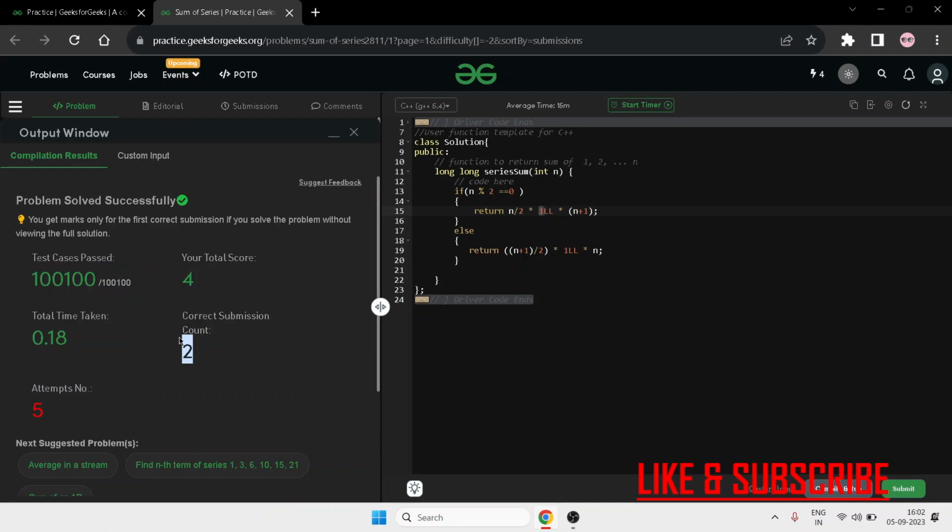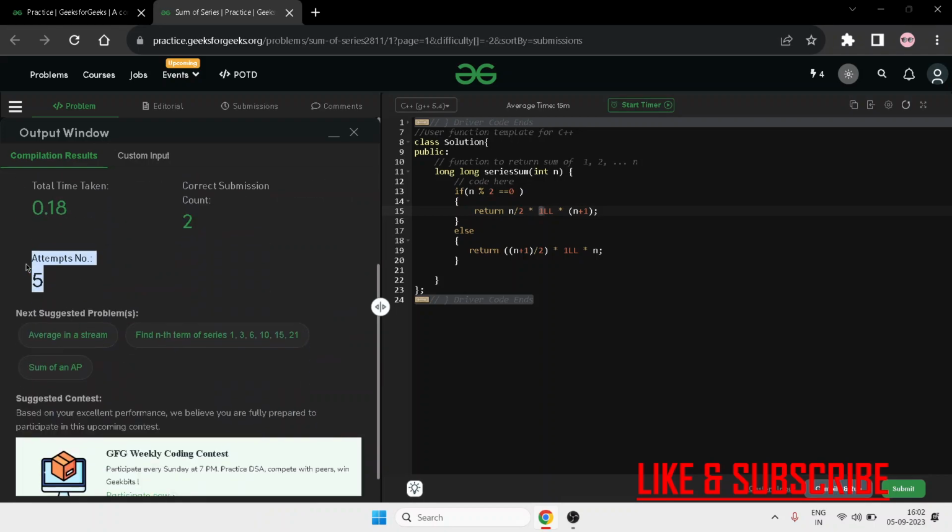Here the correct submission is 2 times, and this is my 5th attempt, because I took almost 3 attempts where whatever I was writing had a mistake, so I rectified it. At the 4th attempt I solved this question, and this is my 5th attempt. So errors happen, guys, everyone makes mistakes. I also started this series of solving GeeksforGeeks questions so that I can brush up my coding skills.